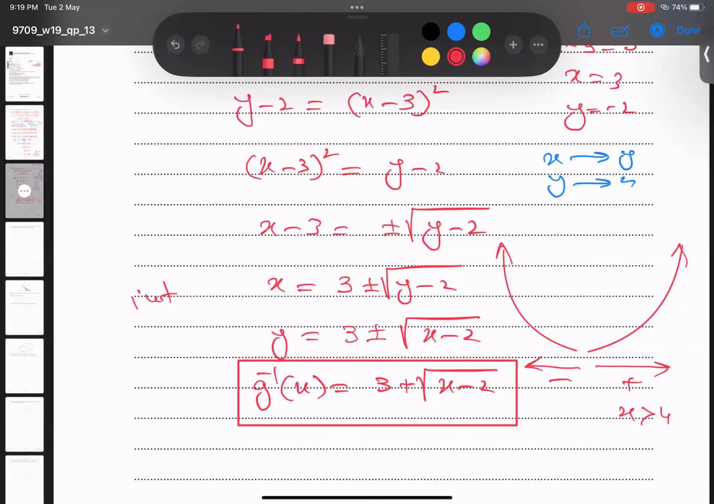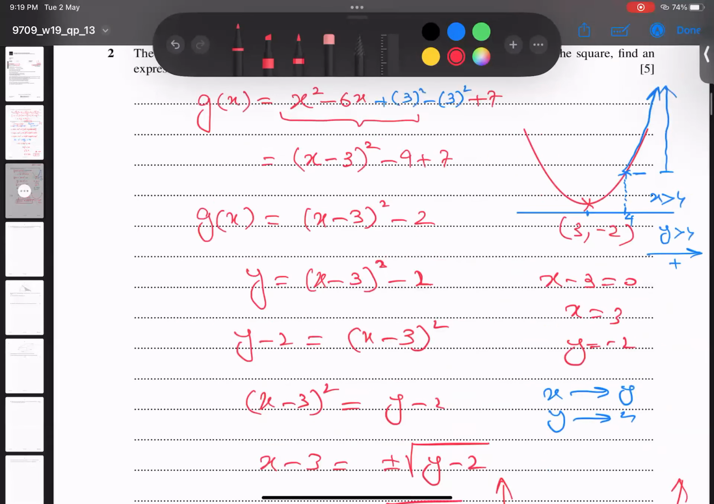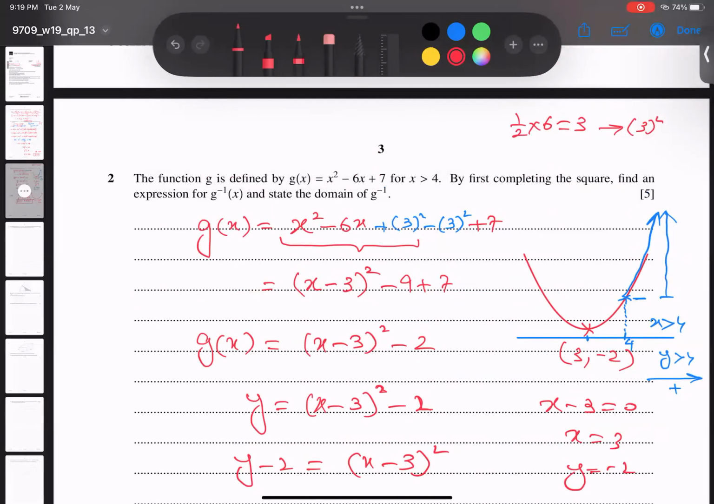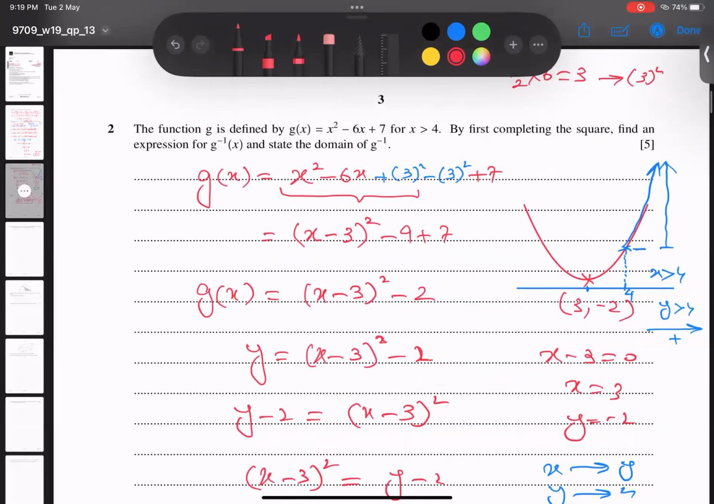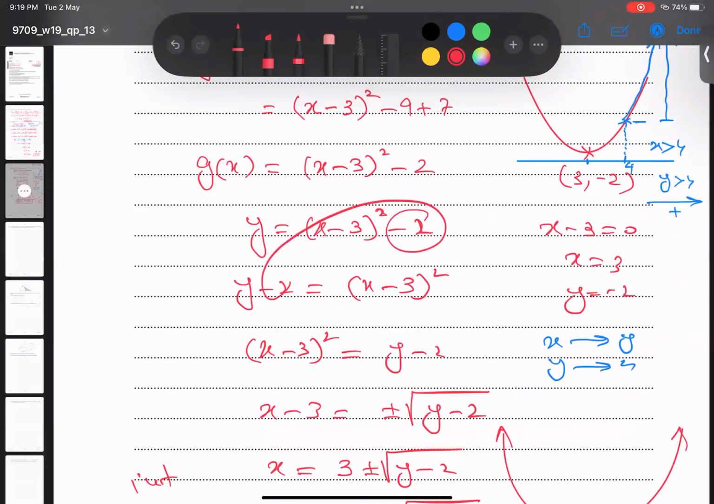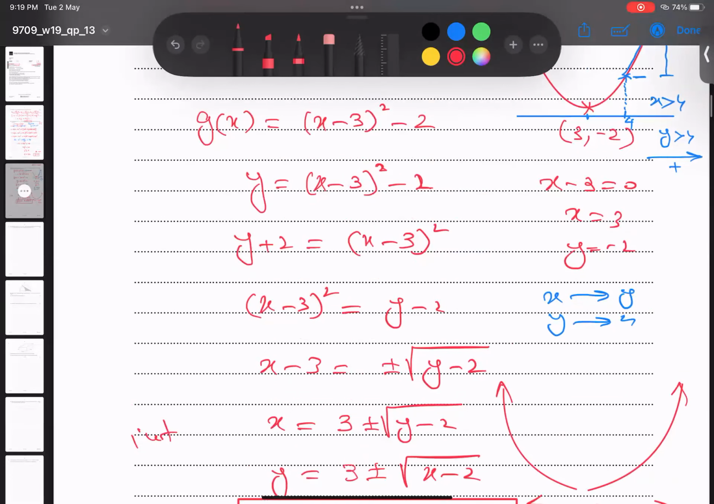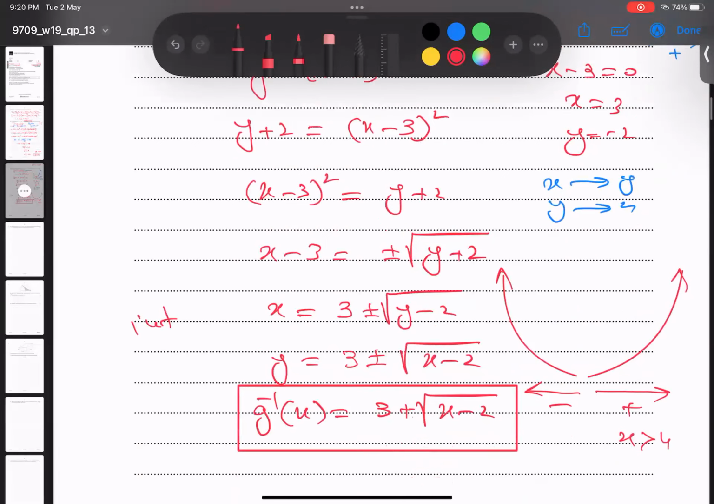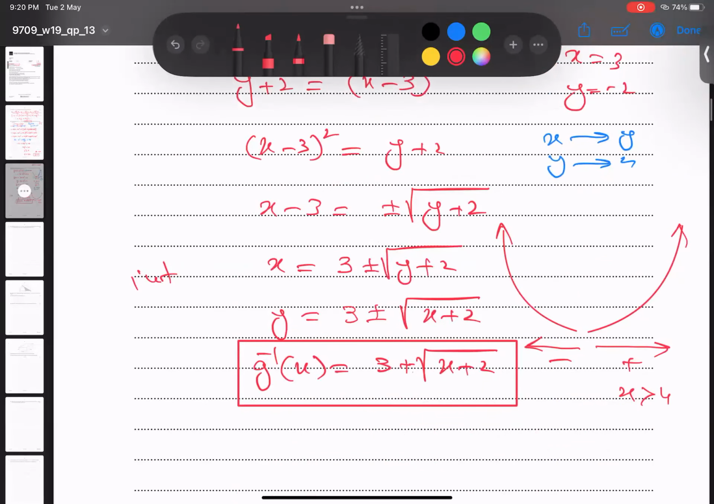Alhamdulillahi Rabbil Alameen. And wait a minute. I think this is a mistake. I think this minus 2 goes there. Yeah, this becomes plus 2. This becomes plus 2. So the point is clear. Okay, anyway, this part is very clear.